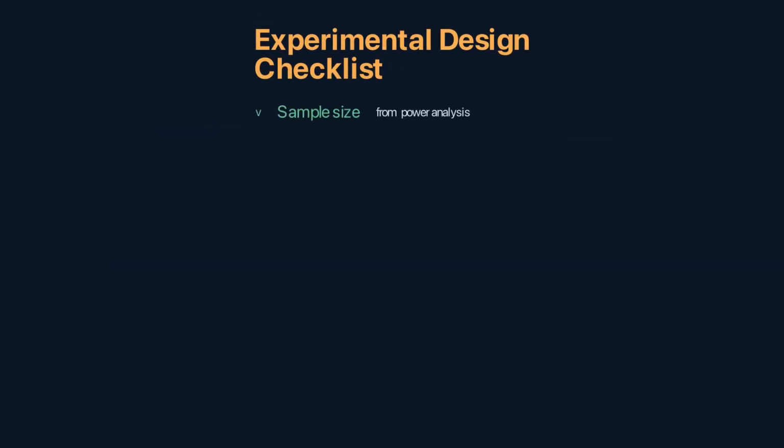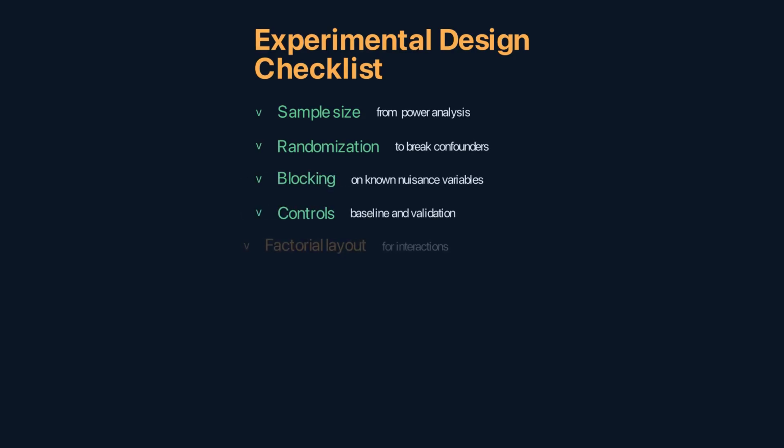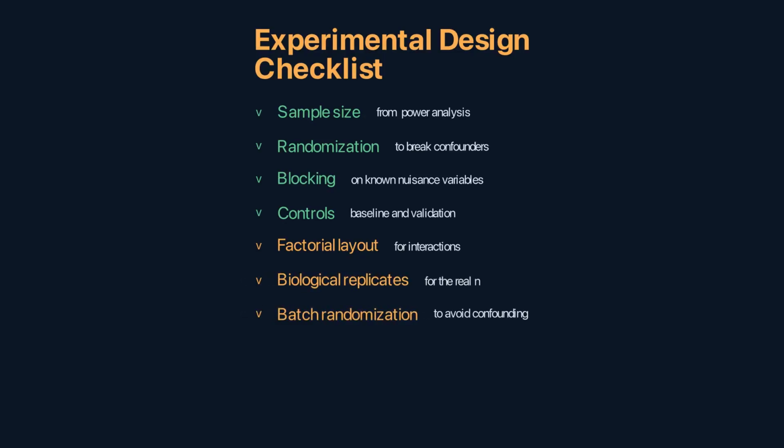The experimental design checklist: sample size from power analysis, randomization to break confounders, blocking unknown nuisance variables, controls for baseline and validation, factorial layer for interactions, biological replicates for the real N, batch randomization to avoid confounding. Plan the garden before you plant. Every statistical method downstream assumes you did this right.